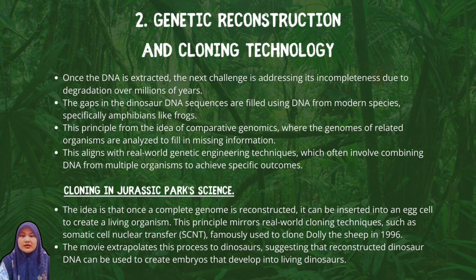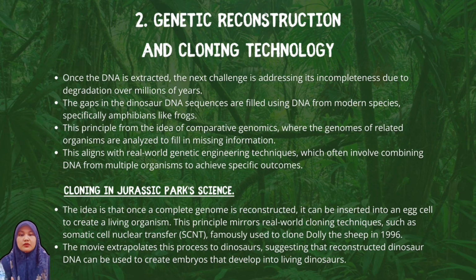This happens once the DNA is extracted; the next challenge is its incompleteness due to degradation over millions of years. Because it is DNA that came from millions of years ago, there will be gaps in the dinosaur DNA sequence. So the gaps in the dinosaur DNA sequence are filled using DNA from modern species. In this movie, they use frogs. This principle comes from the idea of comparative genomics, where the genomes of related organisms are analyzed to fill in the missing information in the DNA.